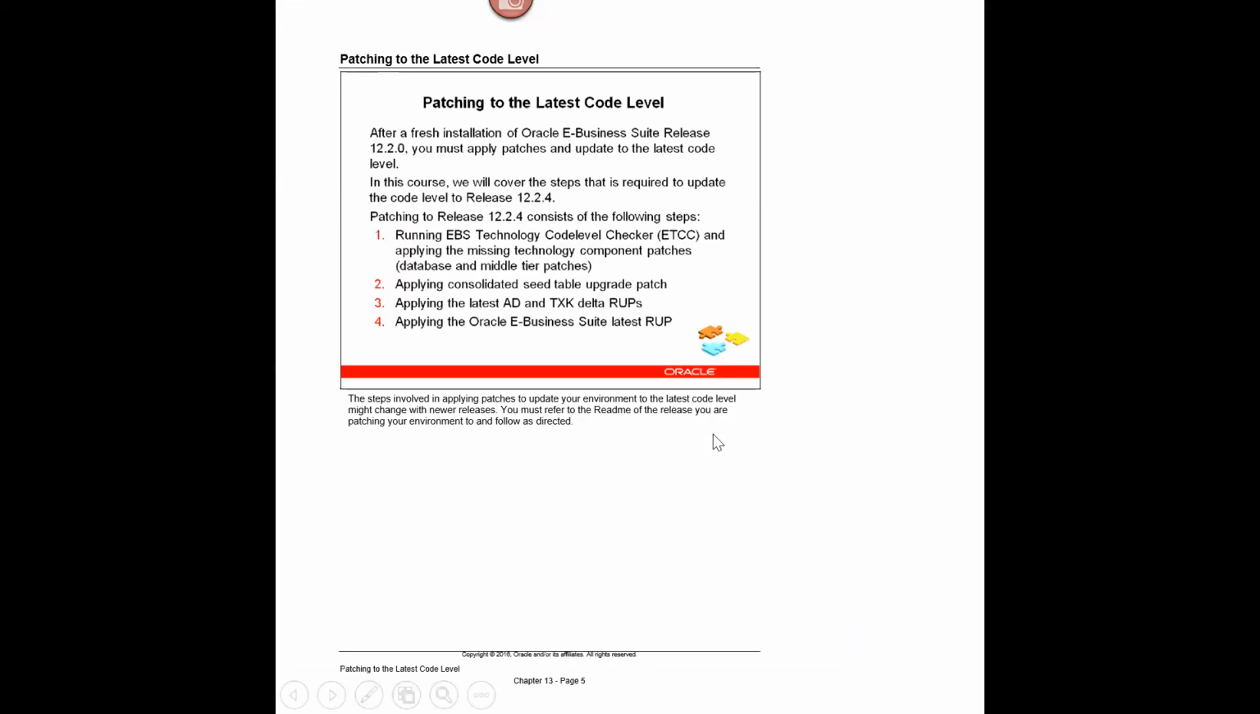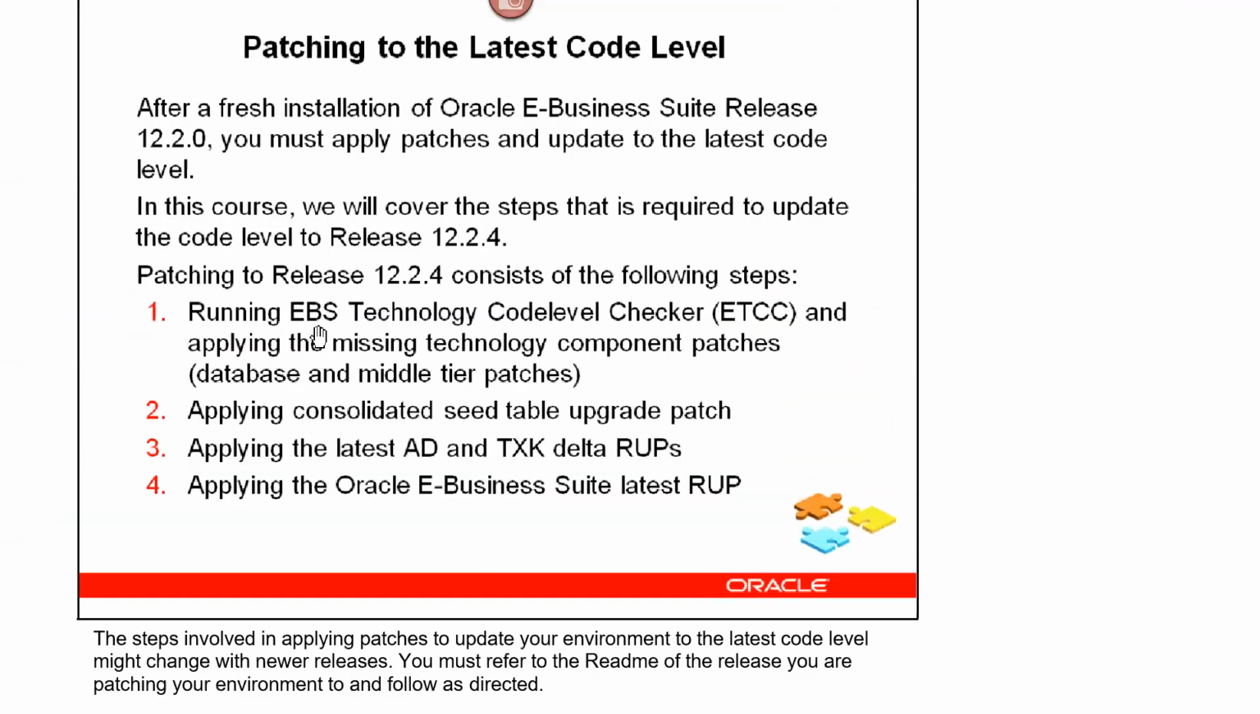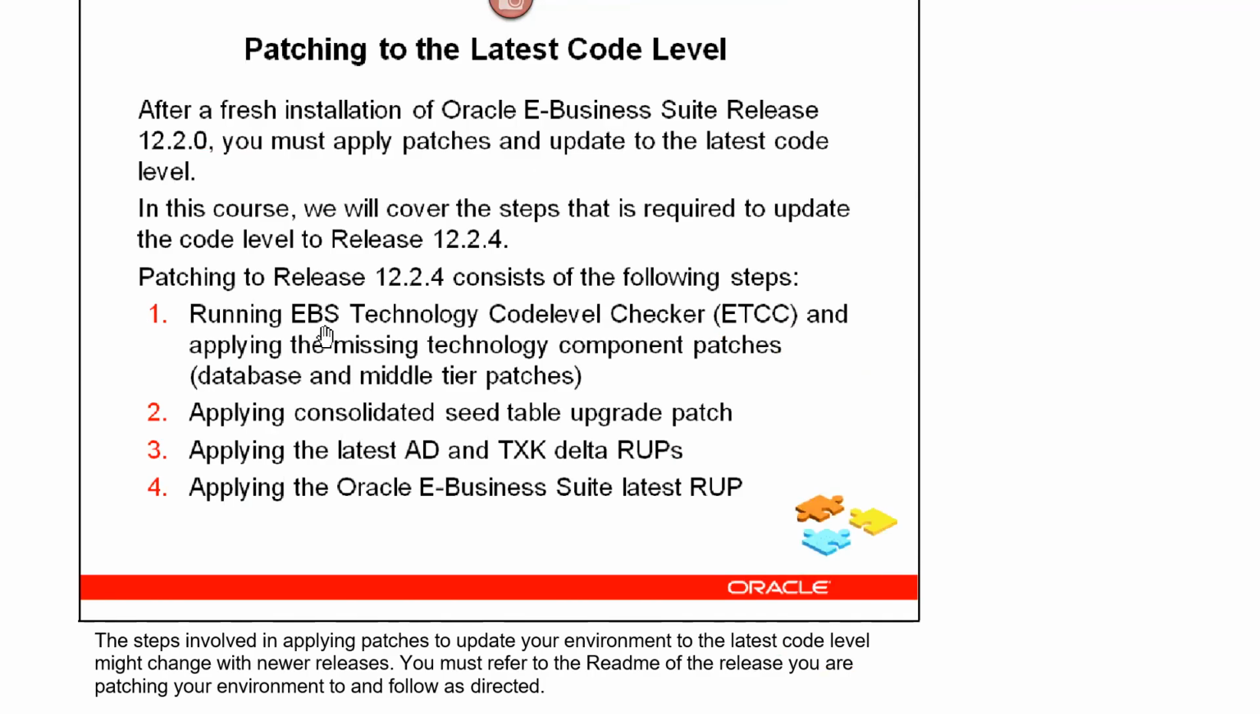We'll understand the process so that the document becomes very easy for you. First we run the ETCC check, the E-Business Technology Codelevel Checker, on the database. It will tell you that you need to apply a few patches. This is after a fresh installation of 12.2. Then there will be some patches on the middle tier. Then you apply the consolidated seed table upgrade patch, then the latest AD and TXK delta patches, then the update. It is a four-step process.